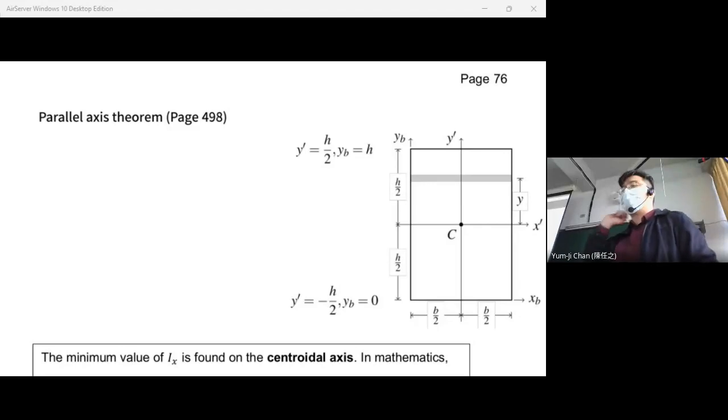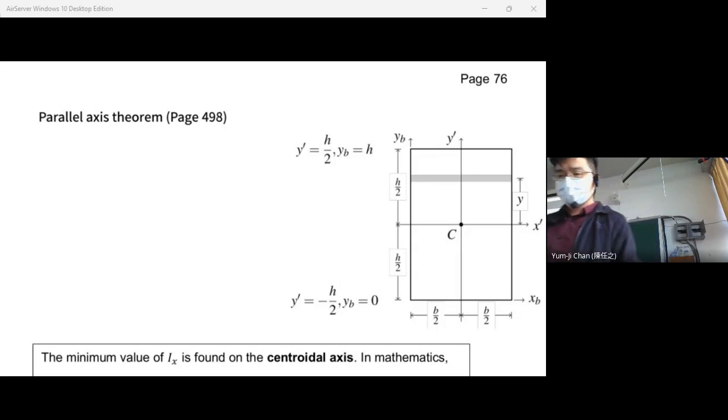Let's begin with page 76. So in chapter 9, we have a very important theorem called the parallel axis theorem. It looks like this.